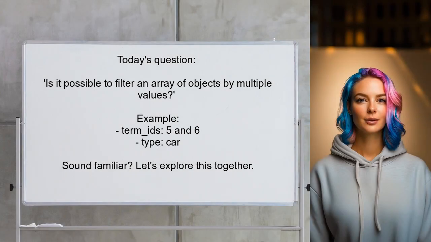Here's the specific question we're addressing today. One user asked, is it possible to filter an array of objects by multiple values? They provided an example with term IDs 5 and 6 and the type car. Sound familiar? Let's explore this together.